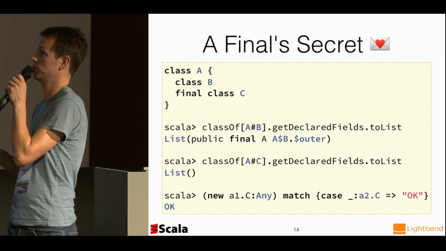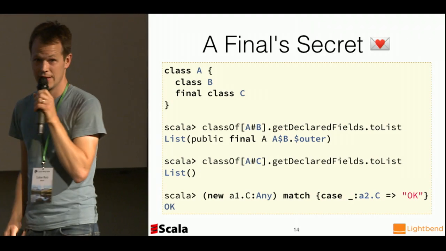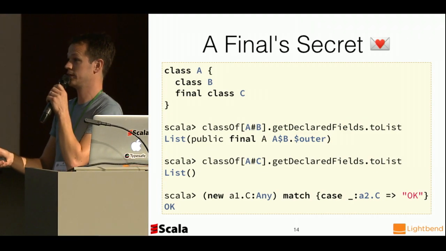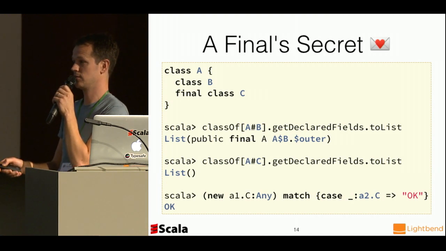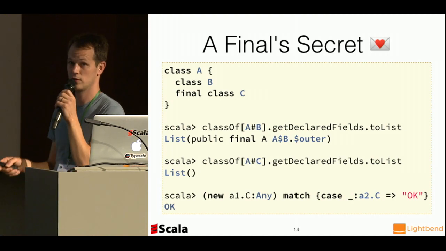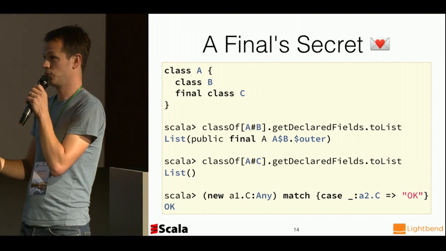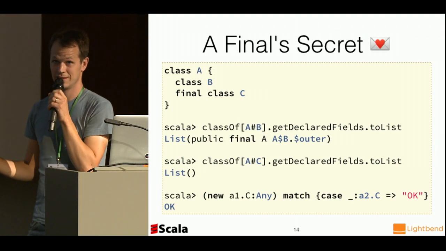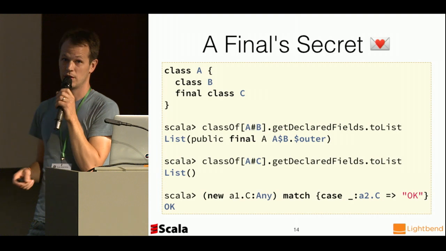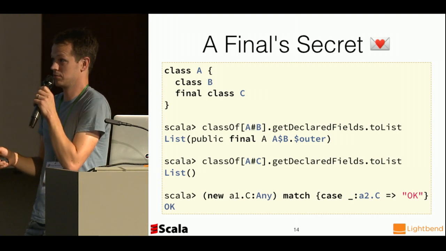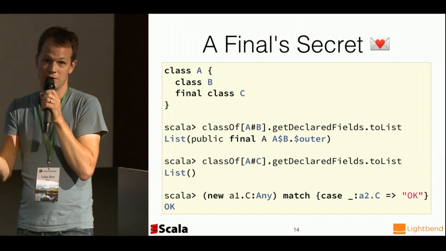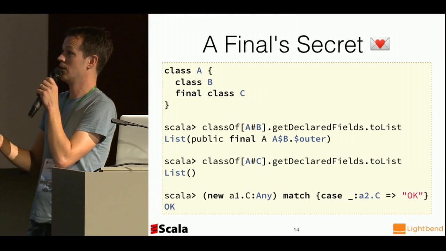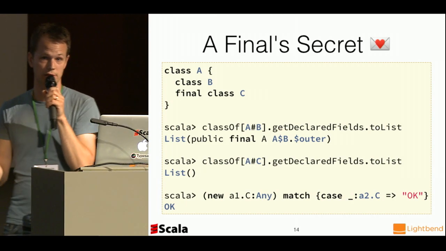So B1 has an outer pointer, C doesn't. And one way to exploit this is in pattern matches. So assume here we have two instances of A, two distinct instances A1 and A2. So they are not the same object. And if we create a new A1.C, we can match it on A2.C. And because the C instance doesn't have an outer pointer, this pattern match cannot verify whether the two things have the same outer. And so it will say, okay, in this case, well, if these things were Bs, then you would get a match error.